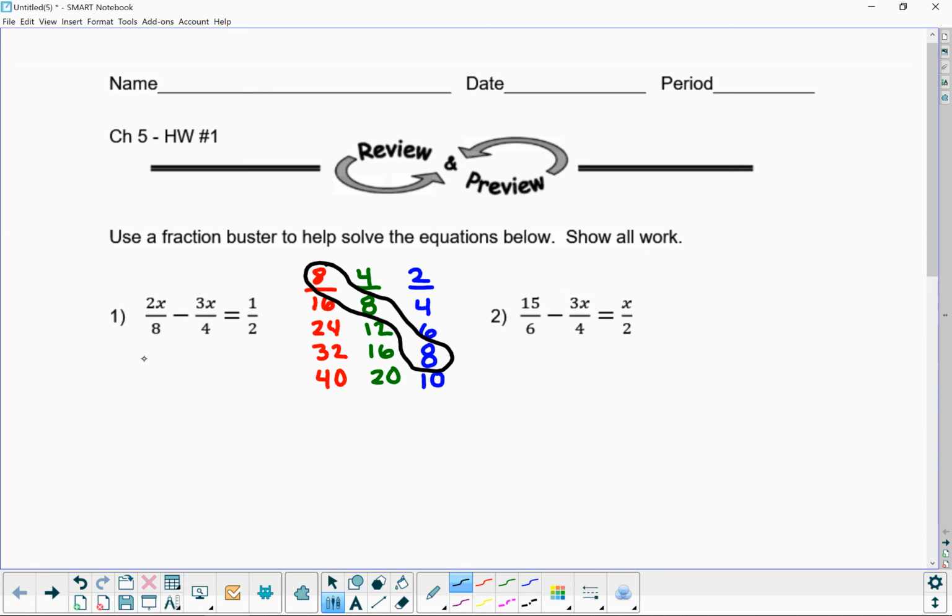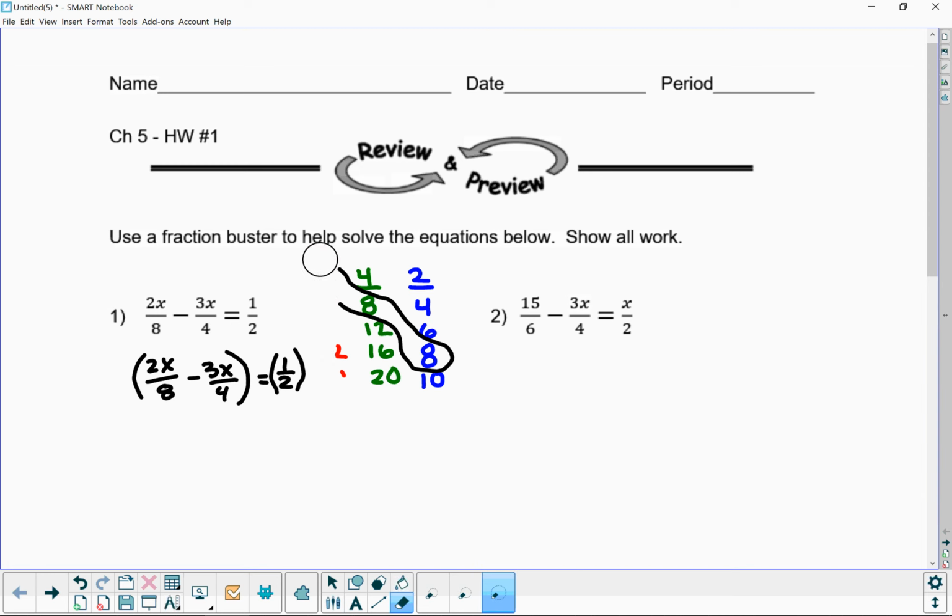So that's 2x over 8 minus 3x over 4 equals 1/2. Both of those, I'm going to go ahead and multiply each side by 8, and the work is right here. So if you don't remember, the work is right here. So I'm going to go ahead and erase all of that first and foremost, so I have a little bit of room. So I'm multiplying both sides by 8.